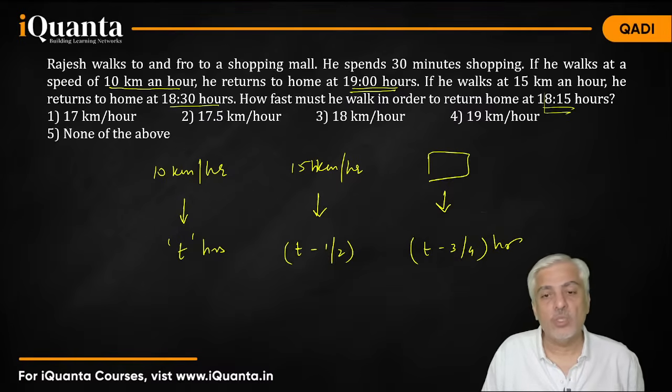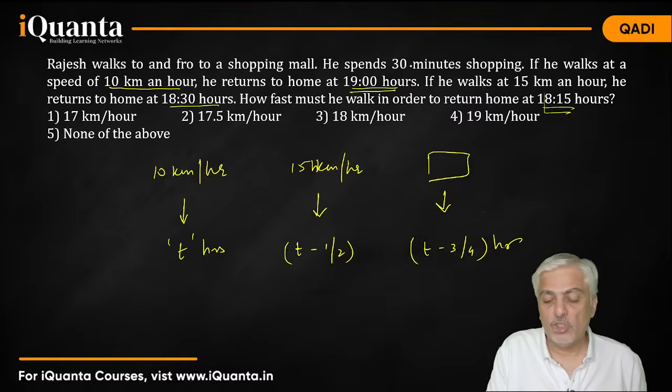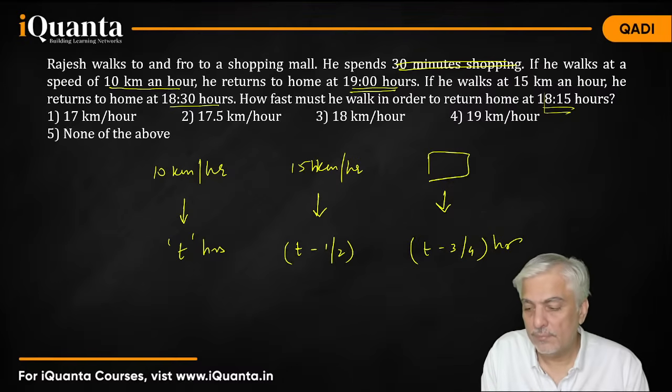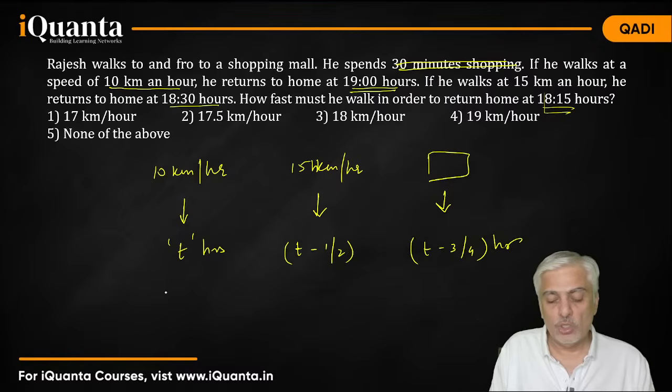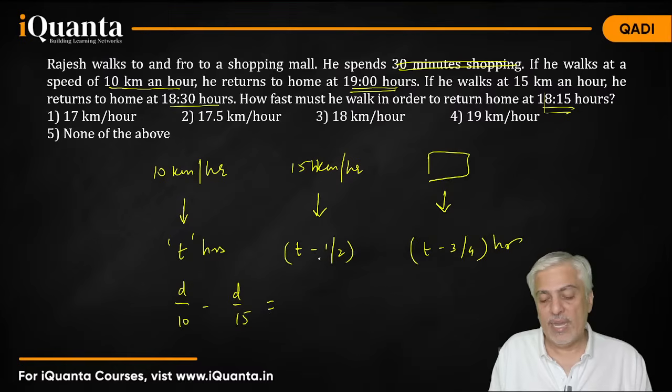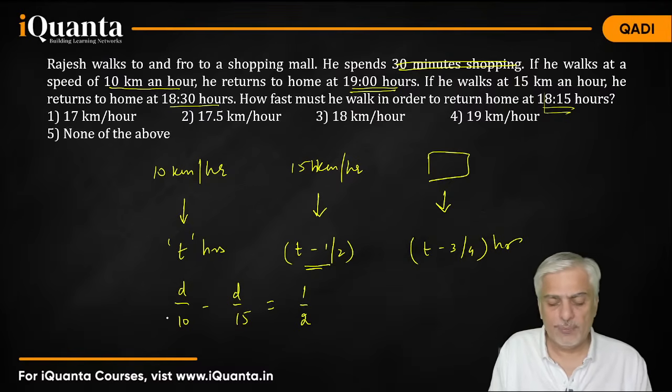Right? Distance is constant throughout. The 30-minute shopping was a total time pass. Every time what we get is distance is constant. So we can do speed into time is equal to distance, get equations, or we can do distance upon speed and do the difference. So we can also do it like this: d upon 10 minus d upon 15 is half an hour, so 30 minutes. So 1 upon 2, and then put that d second time with something else. This is also a very, very easy approach.